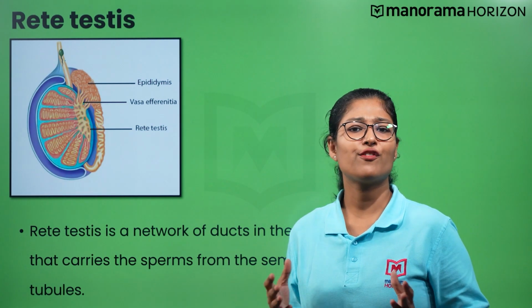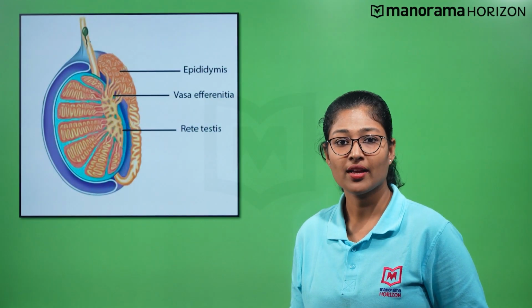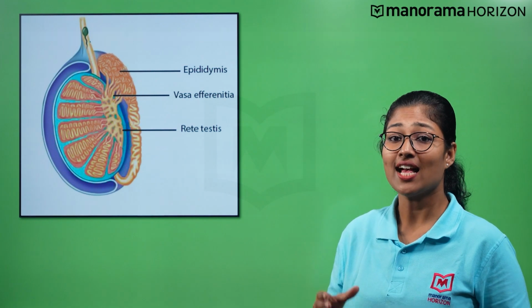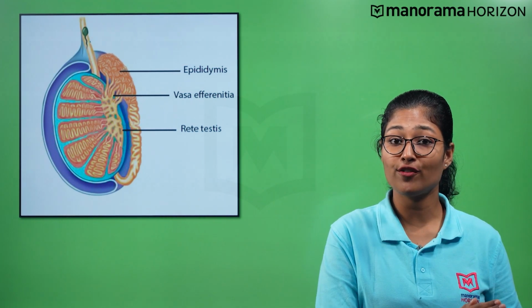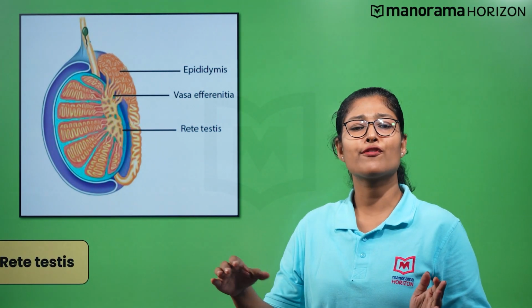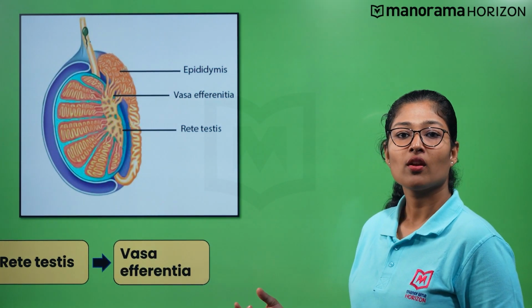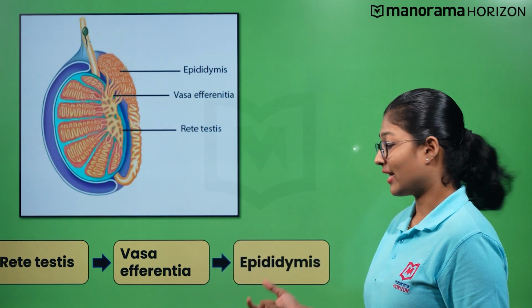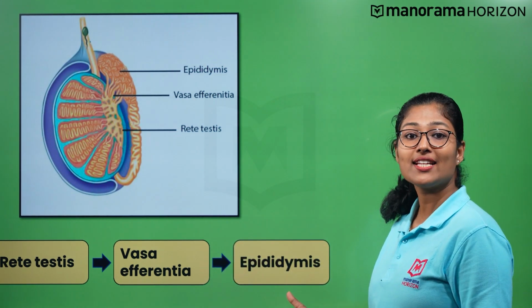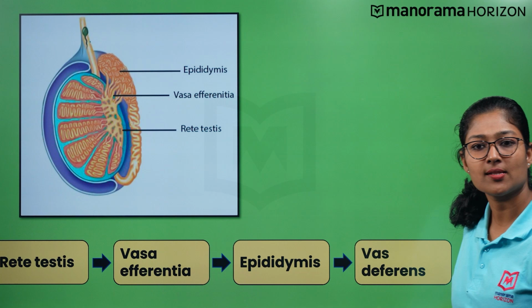Can you tell me the function of rete testis? The rete testis carries the sperm from the seminiferous tubule to a series of coiled ducts called vasa efferentia, which then open into the epididymis and then into the vas deferens.